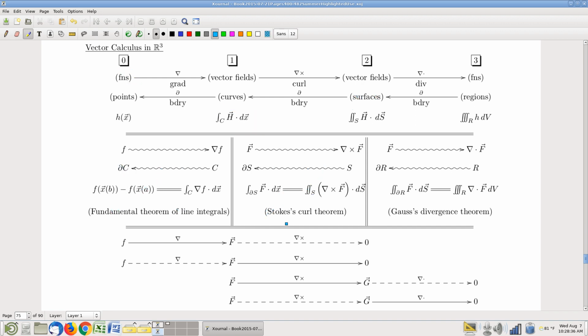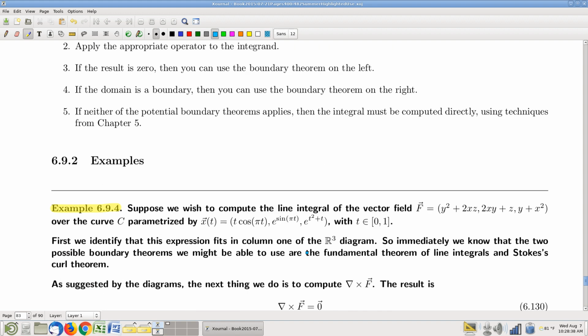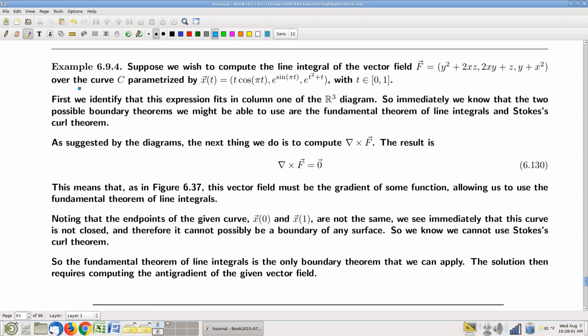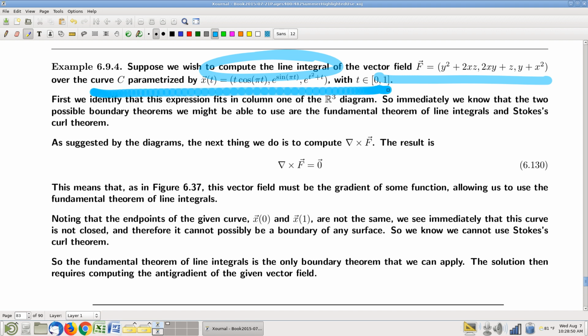All right, so I want to show you a bunch of examples now. We've got some time to go through some diagnoses. Let's start with this one. We're going to compute a line integral. Here's a vector field. There's a curve. It's given by a parameterization. I've got a vector field. I've got a curve. Let's compute a line integral.